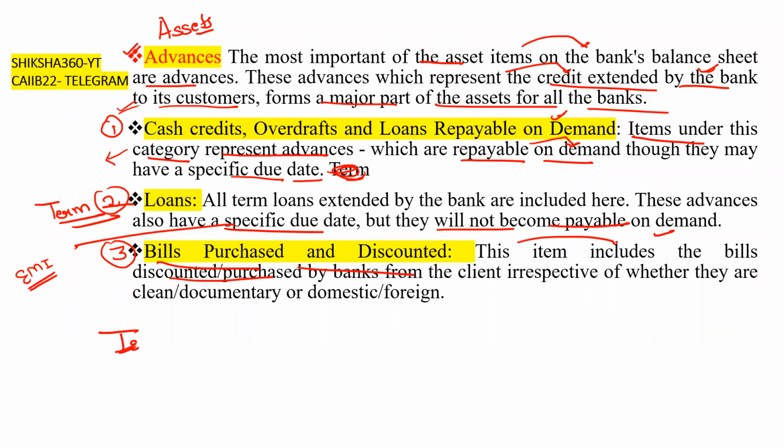So all these are categories of advances. First is cash credit, overdraft and loans repayable on demand. Second is the term loan, and third is bills purchased and discounted. In this session we have covered up to this point.